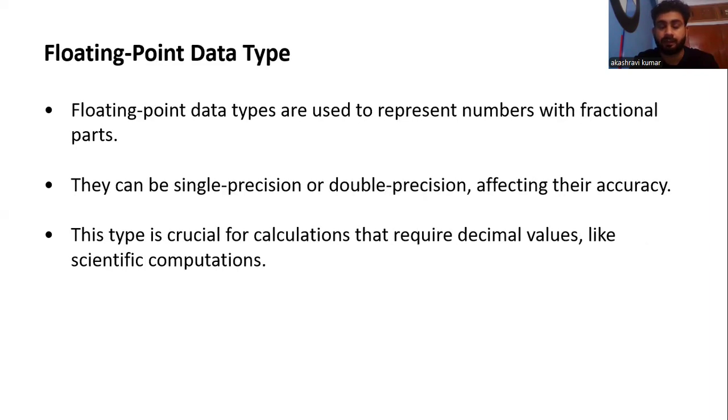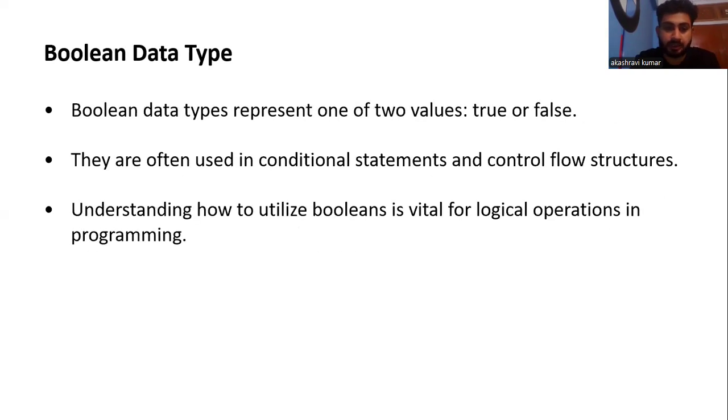Floating point data type. Floating point data types are used to represent numbers with fractional parts. They can be single precision or double precision, affecting their accuracy. This type is crucial for calculations that require decimal values, like scientific computations.